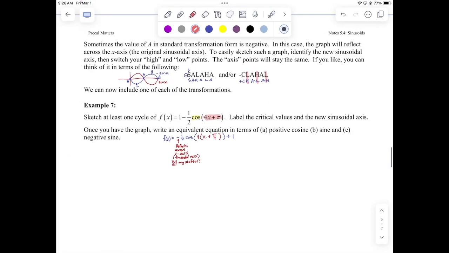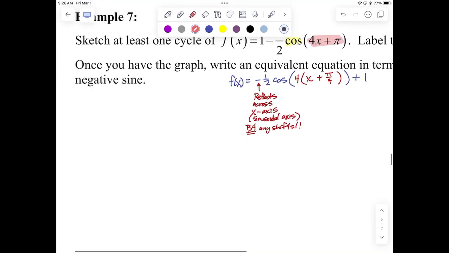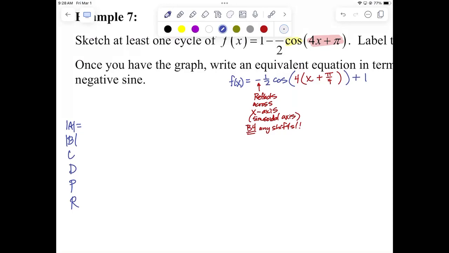Watch, let's try it out. Let's list our A, B, C, D, P, and R on the side here. I'm adding R to the list. What is the amplitude? What is the wave height? One half. Good, it's positive one half.